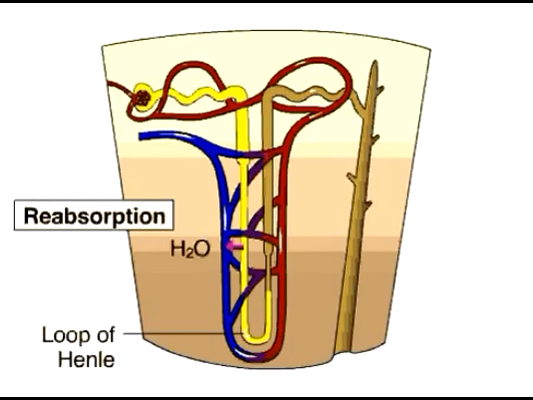In the ascending loop, the surrounding fluid becomes more dilute. This portion of the loop is impermeable to water but not sodium chloride. Sodium chloride diffuses out, lowering the solute concentration of the filtrate and adding to the solute concentration of the surrounding fluid. Near the top of the loop, sodium chloride is actively transported out, further diluting the filtrate.